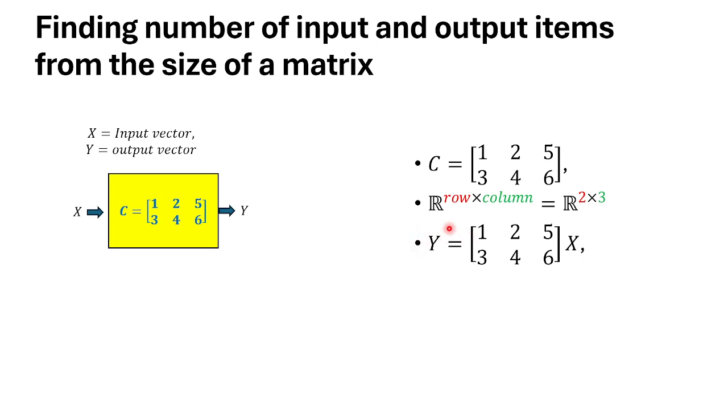So here we can see that from the matrix we know the number of rows and number of columns, and that will tell us how many items y has and how many items x has. So what would be the number of items in y, and what would be the number of items in x? The number of items in y, or the output, would be the number of rows in the matrix, which is 2. And the number of columns of this matrix will be the number of items in x.